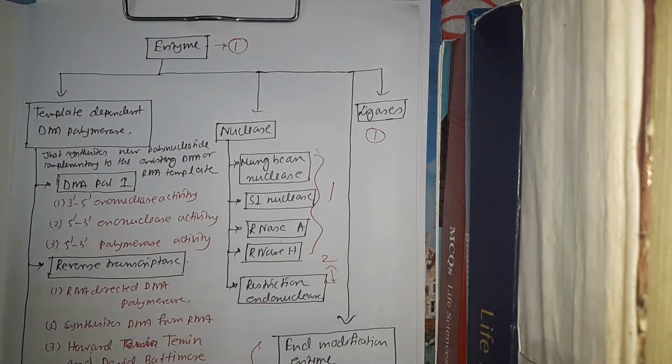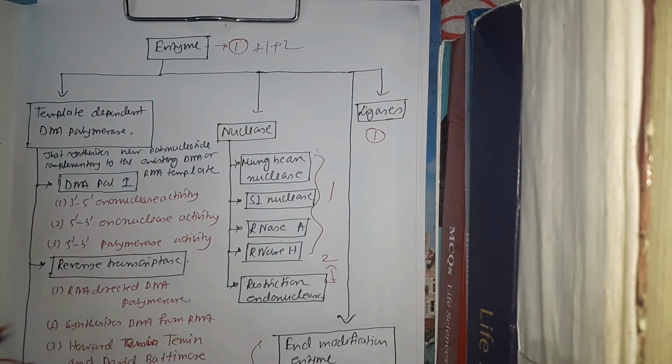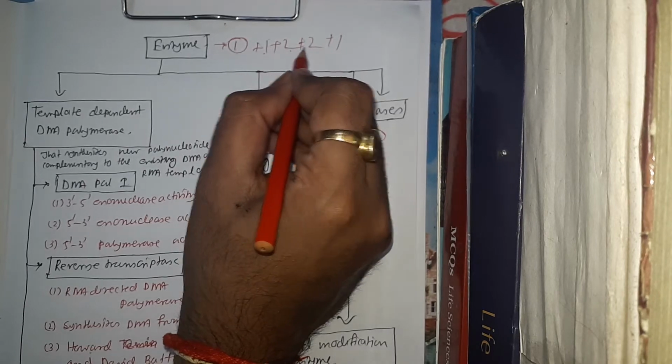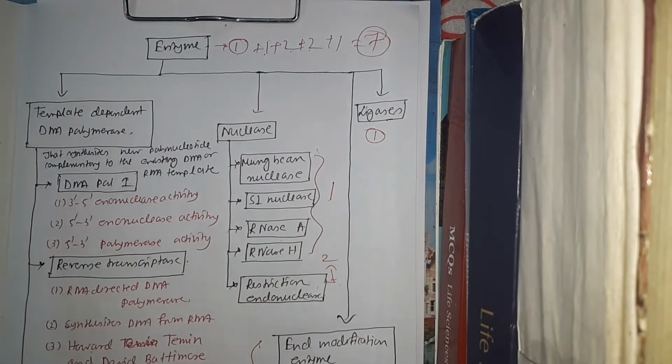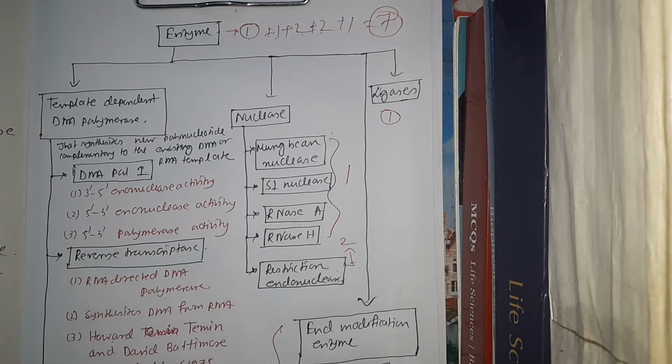So our enzyme topic will take 1 plus 1 plus 2 plus 2 plus 1, so 1, 2, 4, 6, 7. I will take a total of about 7 videos to complete the enzyme topic. So the enzyme topic will be crystal clear, right? Without wasting any time, let's begin.